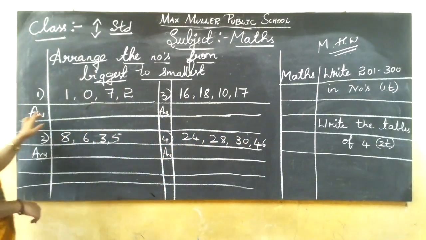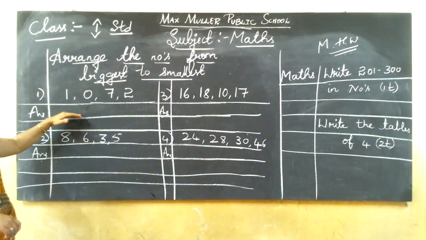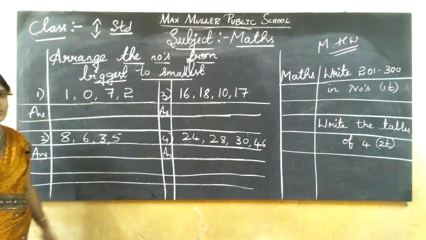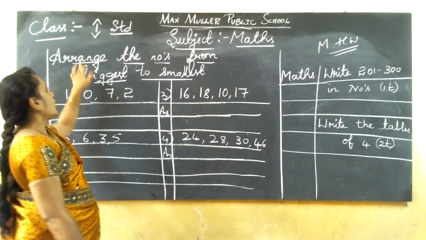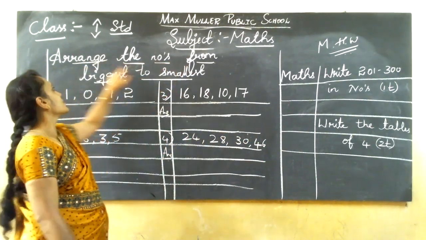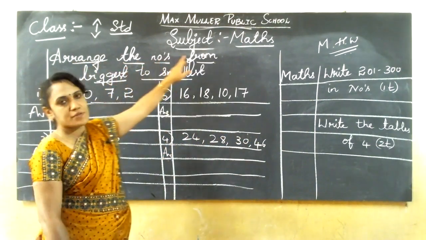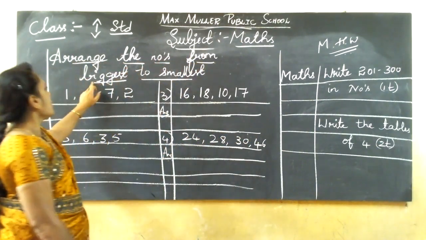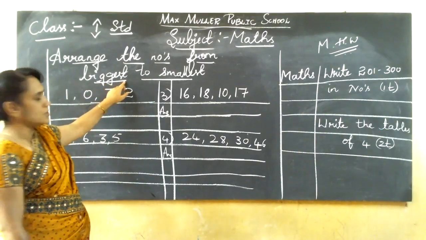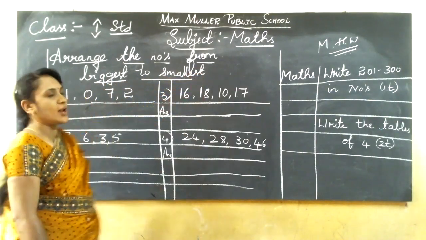This one, ANS means answer. Okay. For the question, the answer we are writing in the next line. So shall I start now? This main. Yes. Arrange the numbers from biggest to smallest.